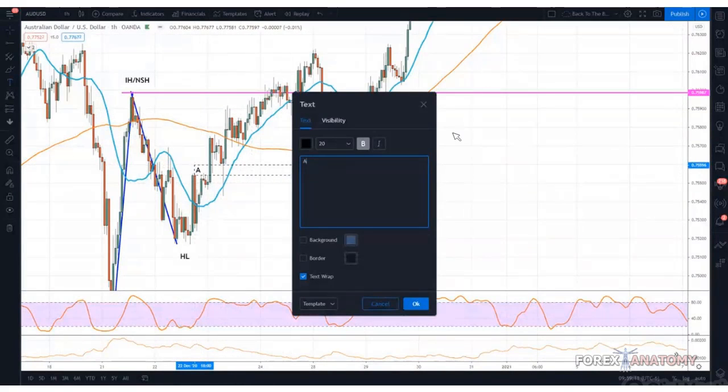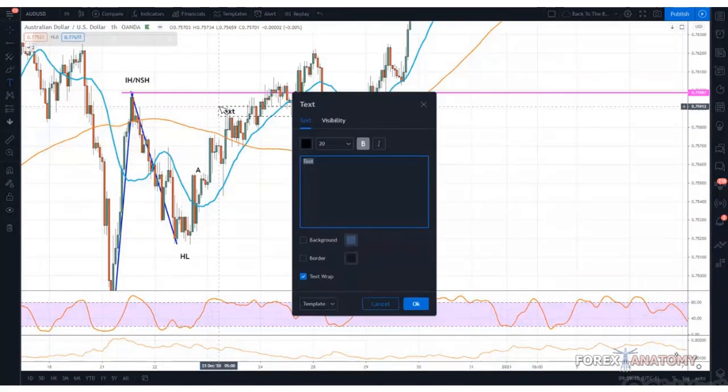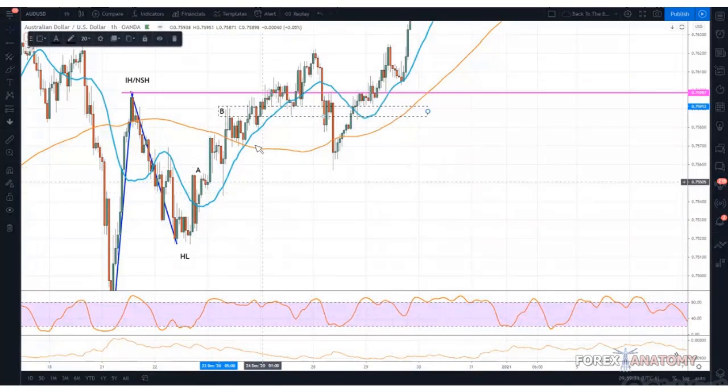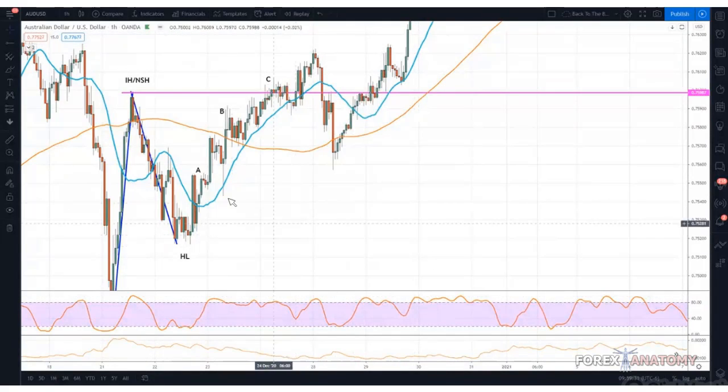This is A. Does it happen here? This is B. Or does it happen here? We're going to call this C. So A, B, C, like when do we get a breach, or when does price create the higher high? Let me ask you guys that question, just to keep it simple. A, B, or C?